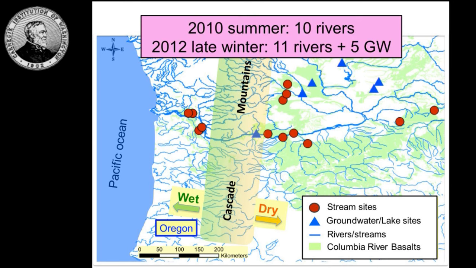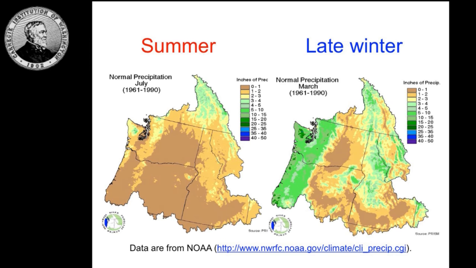We also did this in two different campaigns. We sampled in summer, very nice, and in kind of cold late winter as well, sampling the same streams and groundwaters. Just to give you an idea of the climate of the Pacific Northwest, since we are not there, it's actually very interesting. In summer it's all dry, and in late winter the west part of the Cascades is very wet, so the precipitation was higher. Remember that. That's our study area, the Columbia River basalt area.